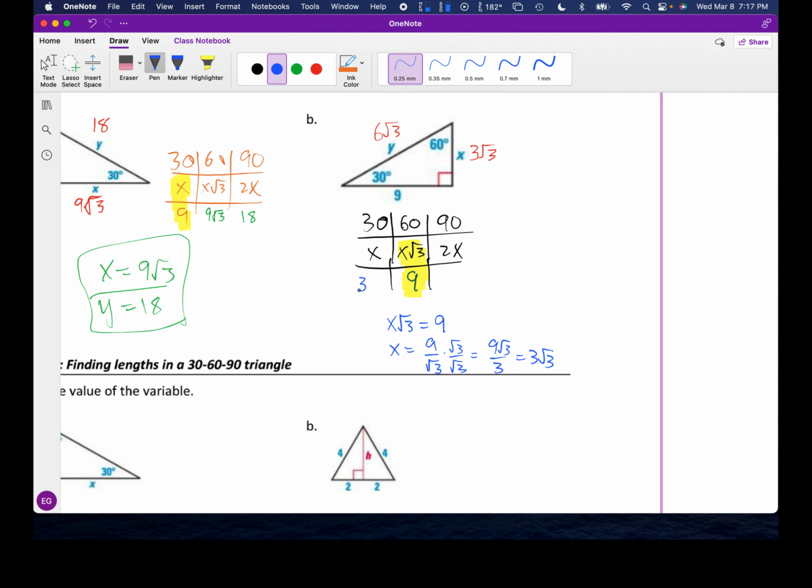So now I know that the x value in this is 3 rad 3, and for the 90, I'm just going to do 2 times that. That's going to give me 6 rad 3. So for the x value in the actual problem, I'm going to have x equals 3 rad 3, and the y value is going to equal 6 rad 3. Okay, so we can just set up the table to help us out if we need to.